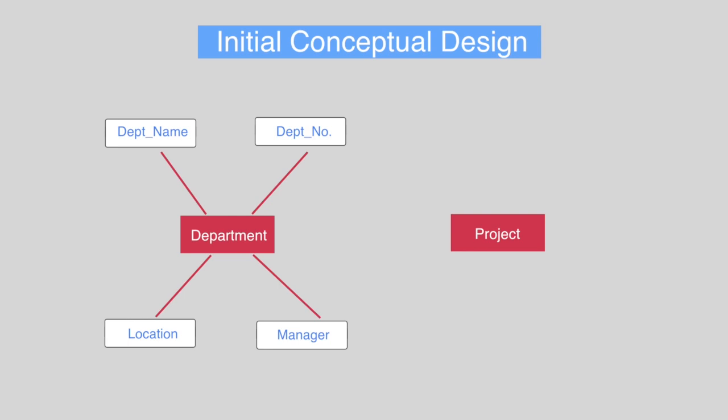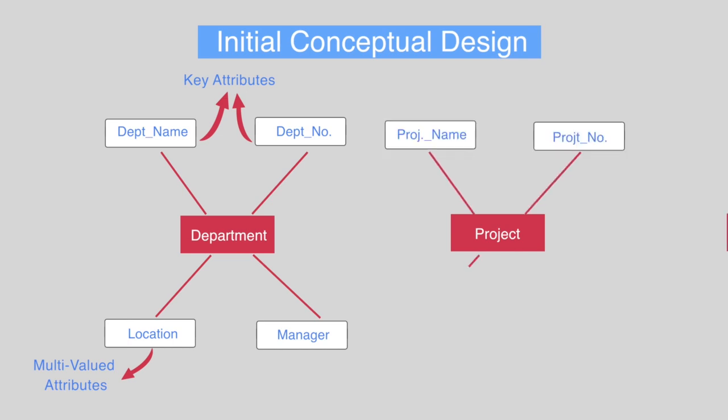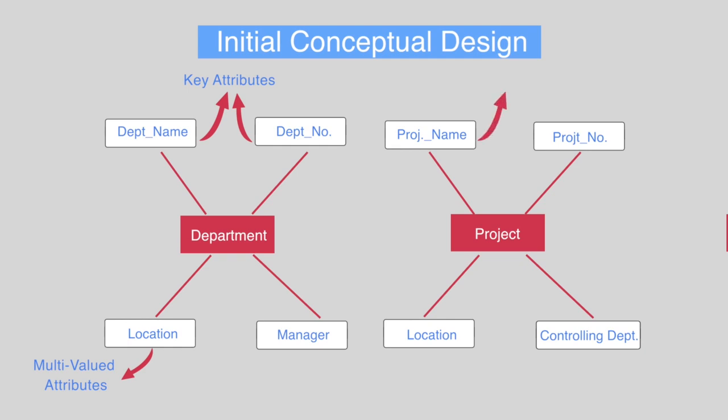The department entity type has department name, department number, locations, and manager attributes, and locations is the only multi-valued attribute. We can specify both department name and department number as key attributes because they were specified to be unique. The project has project name, project number, location, and controlling department attributes. Here, project name and project number are the key attributes.